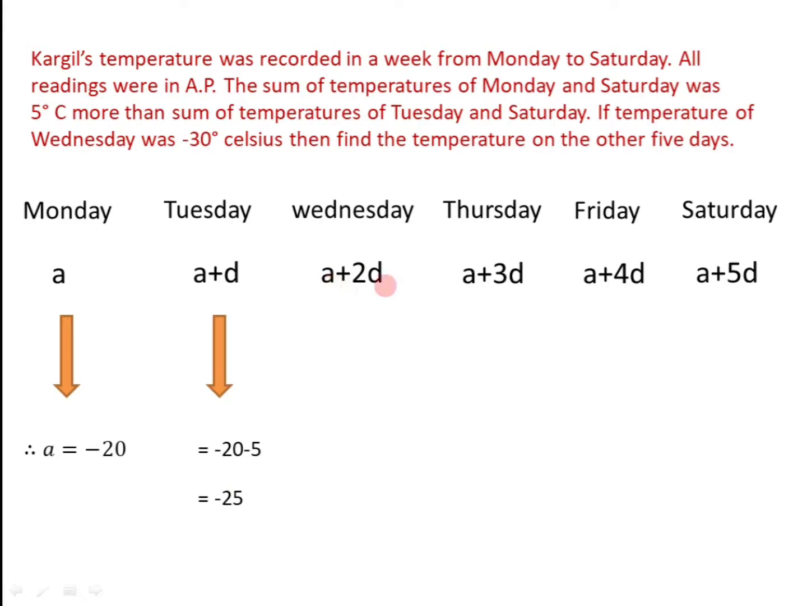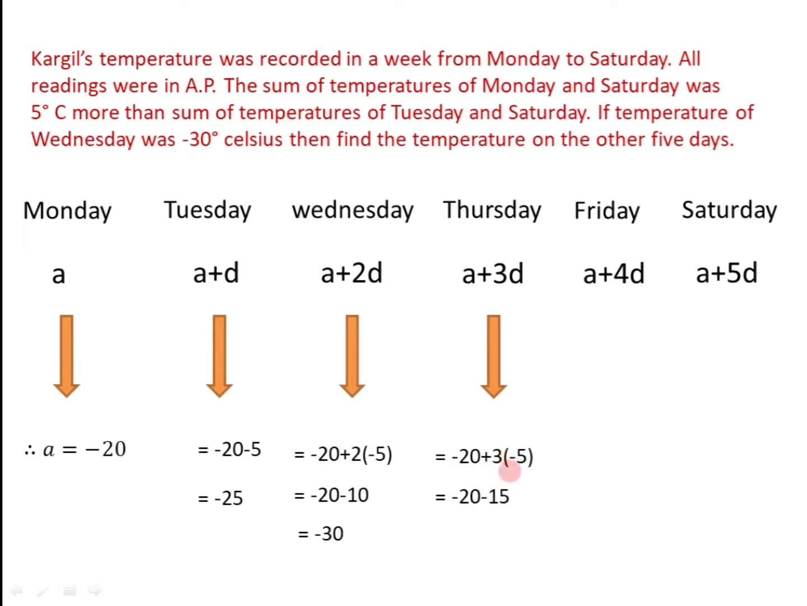On Wednesday we have A plus 2D, and the temperature on Wednesday, which is given already in this question, though if we calculate by this formula we get minus 20 plus 2 into D, that is 2 into minus 5, minus 20 minus 10, that is equal to minus 30. So this is the temperature on Wednesday. On Thursday the temperature was A plus 3D. So A should be replaced by minus 20 and D should be replaced by minus 5. So minus 20 plus 3 into minus 5, that is equal to minus 20, plus minus product would be minus 15. So minus 20 minus 15, that's minus 35 degrees Celsius. So this was the temperature on Thursday.